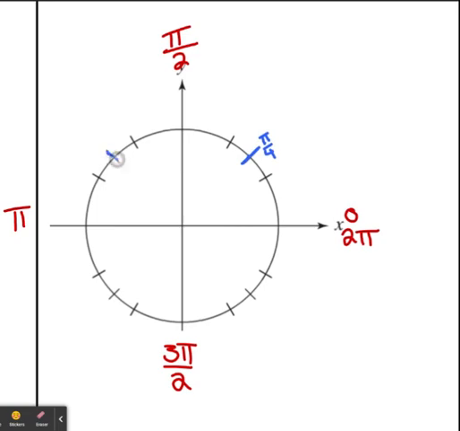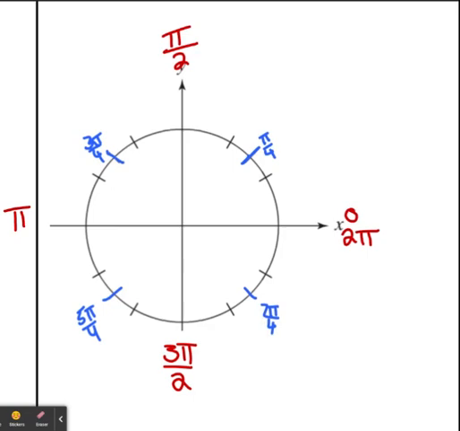This would have been 2 pi over 4. This is 3 pi over 4. 4 pi over 4 is here. 5 pi over 4. 6 pi over 4 is the bottom, 7 pi over 4 is right here. So those are the pi over 4s, all the way around is 8 pi over 4.